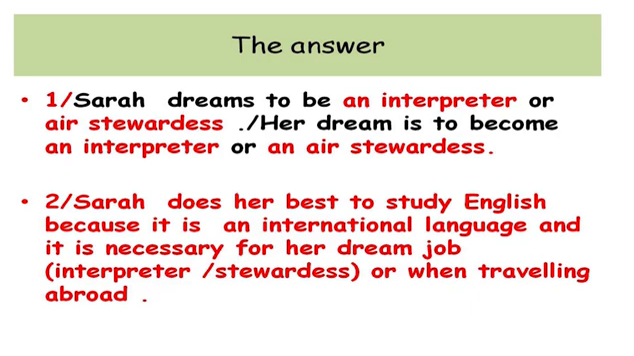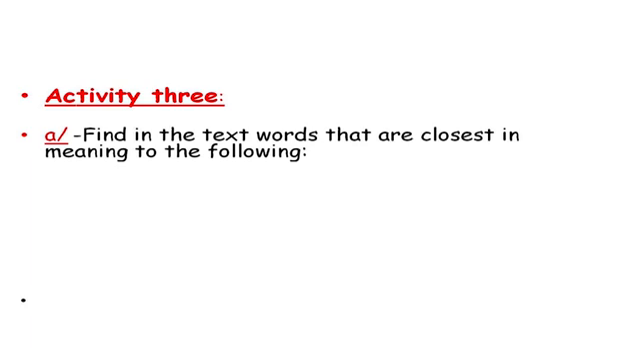Okay? Now let's see activity 3. Activity 3 is of course about lexis. So here we have A. Find in the text words that are closest in meaning to the following. So that means you are going to look for words that are nearly synonyms. They have the same meaning. So we have this sign to know that the words are closest in meaning, or nearly synonyms. So we have the word personal. We have the word job.